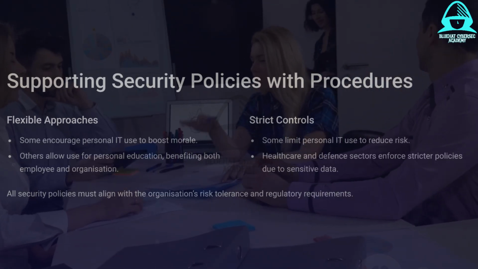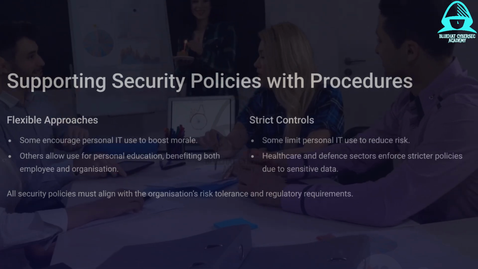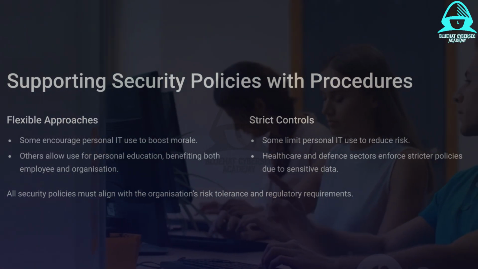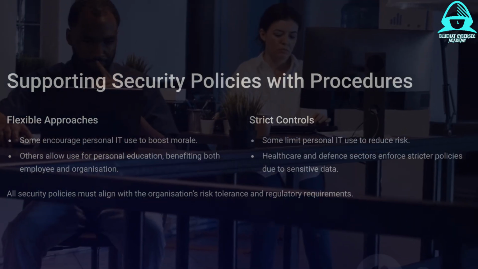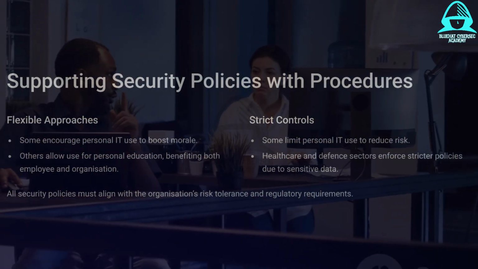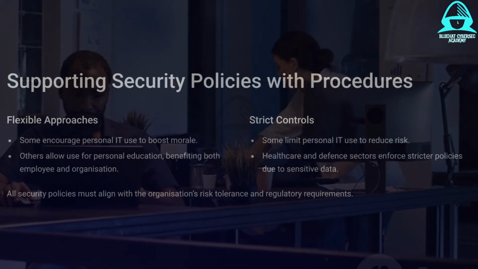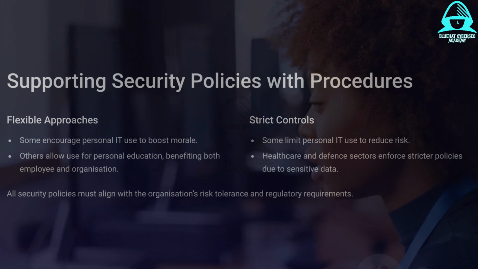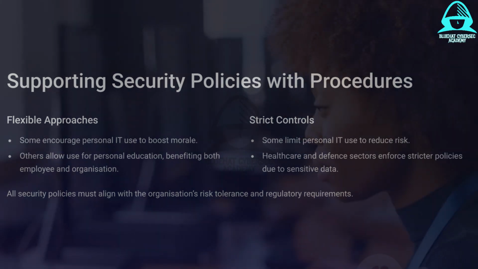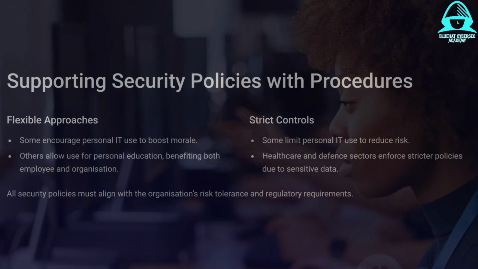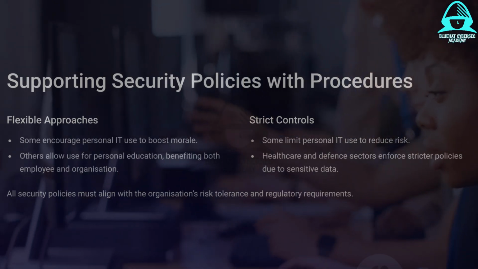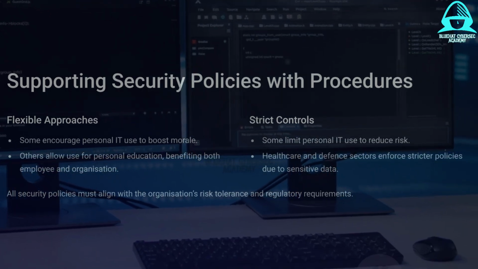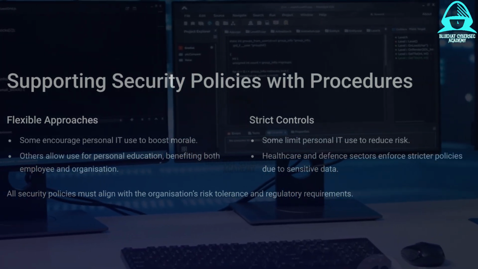Finally, let's discuss how security policies are supported through procedures. Different organizations have different goals for their acceptable use policies. Some organizations encourage personal use of IT assets to improve morale and reduce disruptions between work and personal life. Others allow employees to use organizational assets for personal education, benefiting both the employee and the organization through improved skills and satisfaction. In contrast, some organizations strictly limit personal use of IT assets to reduce risk.